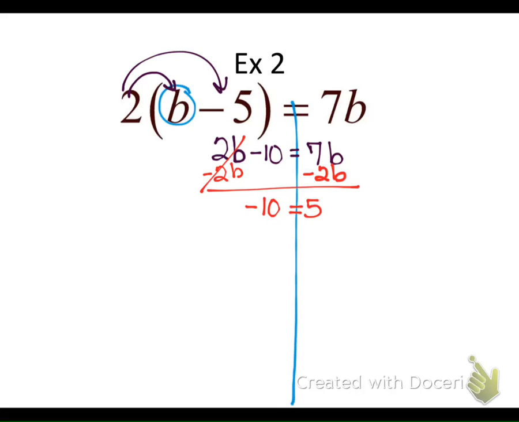I want to get that b by itself, so what number do I have to get rid of? How do I do that? I'm going to divide each side by 5. So what's negative 10 divided by 5? Equals b.